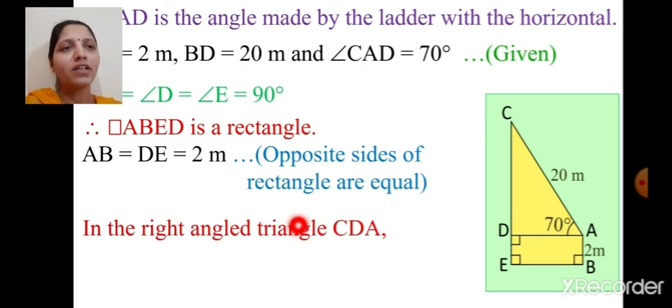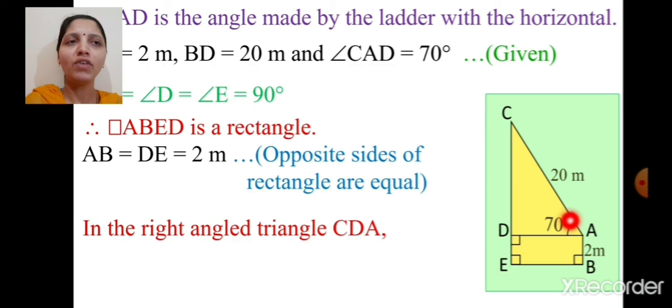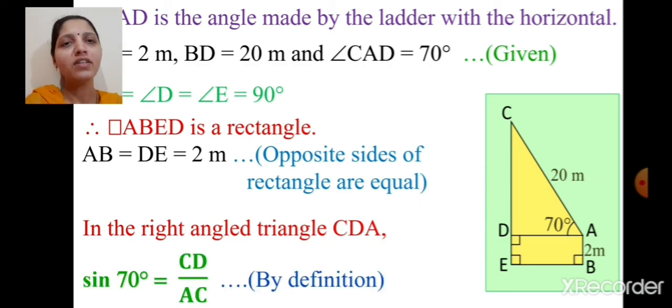In the right angle triangle CDA, angle D is 90 degrees. So you can apply your trigonometric ratio. Now here we want to find the length of CD, and AC we know. So AC is the hypotenuse and CD is the opposite side of theta. So which ratio can you consider here? Yes, sine ratio, which is opposite side of theta upon hypotenuse. So let's write here sine 70 degrees is equal to CD upon AC by definition.